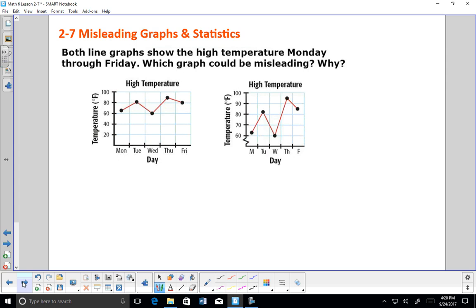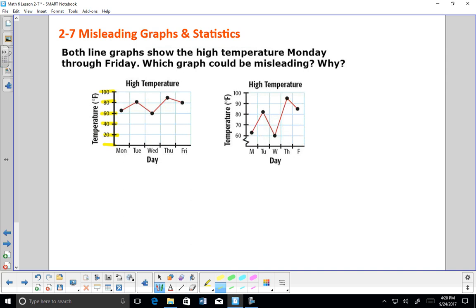Okay, both of these line graphs show the high temperature Monday through Friday. Which graph could be misleading and why? If we look at the first graph, we can clearly see that each one of these temperatures goes up by exactly the same amount: 20, 40, 60, 80, 100. It goes up by 20 degrees, which means they started at 0 down here.